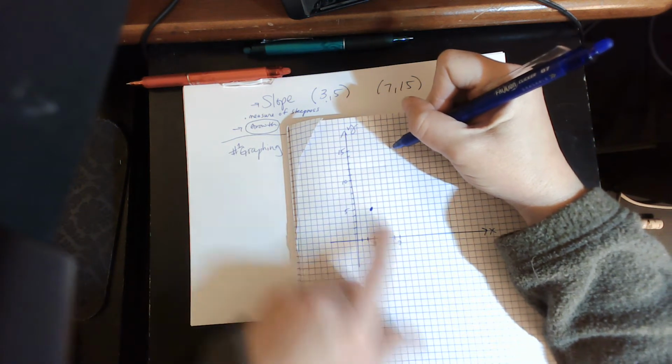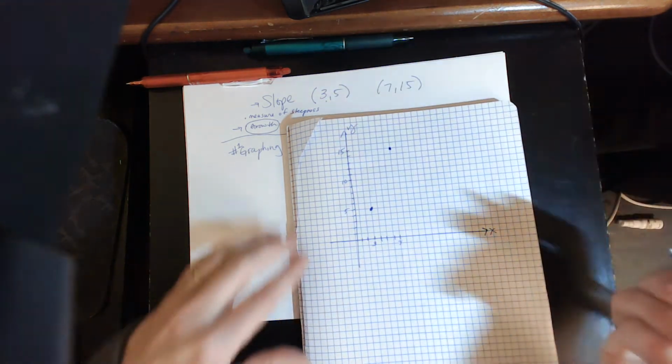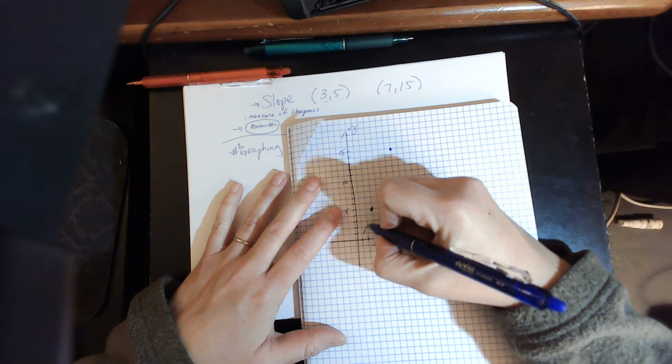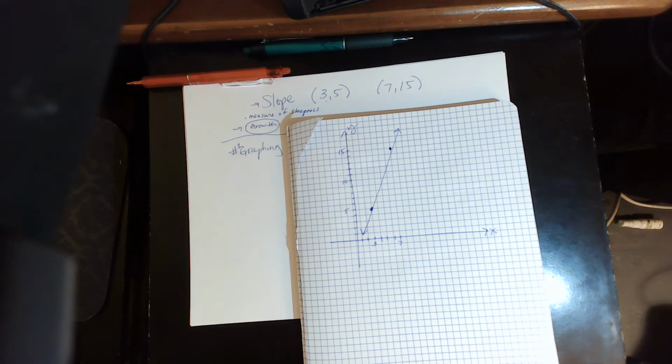7, 15. I think it's there. I'm going to double check. 7, 15. Yep. And if I wanted to, I could draw the line that goes through those points just for a visual. Well, I kind of messed it up, but that's okay.